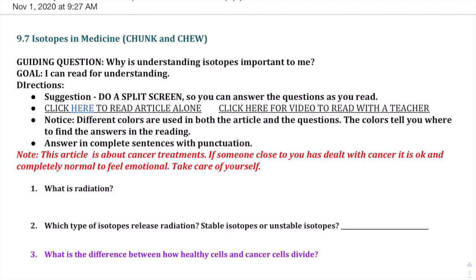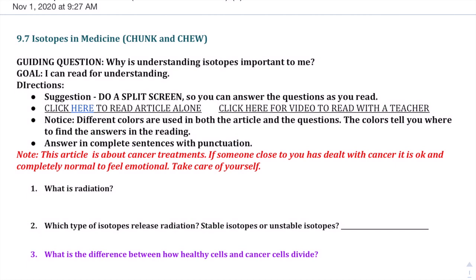Directions: suggestion: do a split screen so you can answer the questions as you read. Click here to read the article alone, and click here for the video. Notice different colors are used in both the article and the questions. The colors tell you where to find the answers in the reading. Answer incomplete sentences with punctuation.